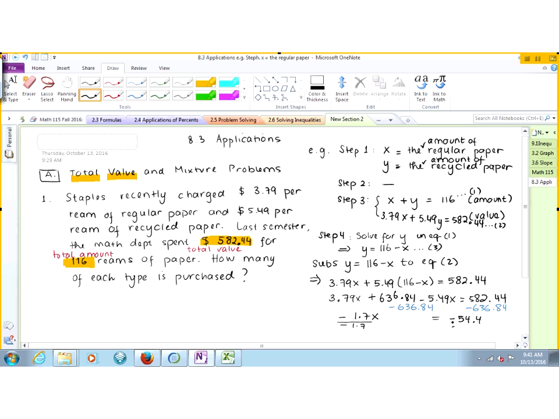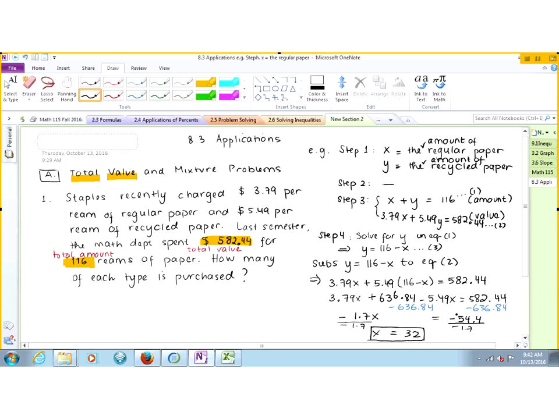Divide both sides by negative 1.7. Okay, so what is X equal to? So 54.4 divided by 1.7. Oh, divided by 1.7. That gives me negative 32. Oh, positive 32. All right. Yes.